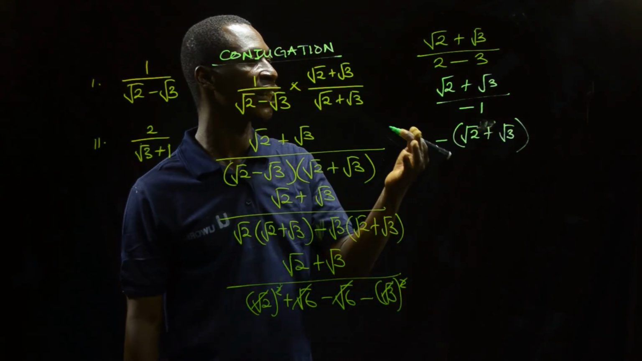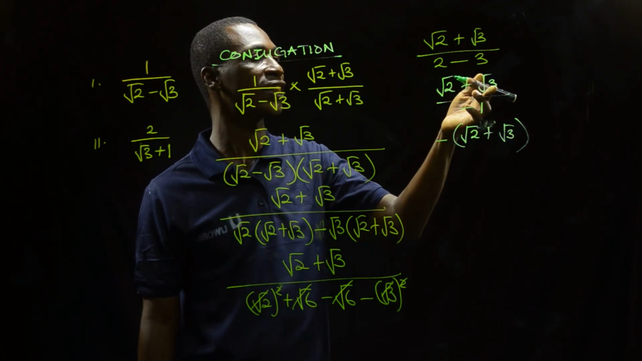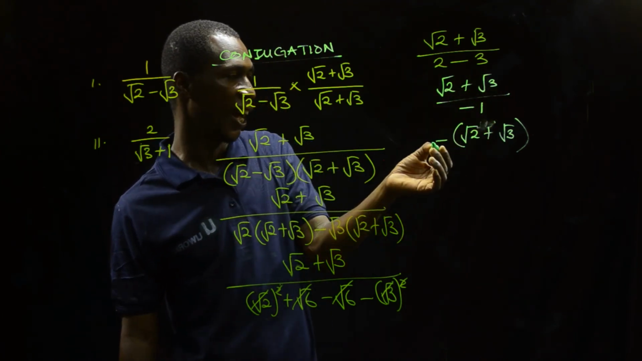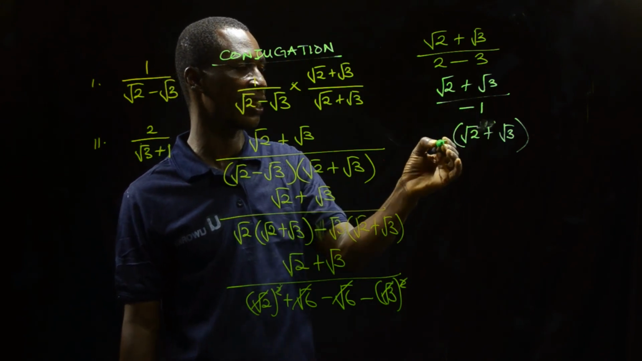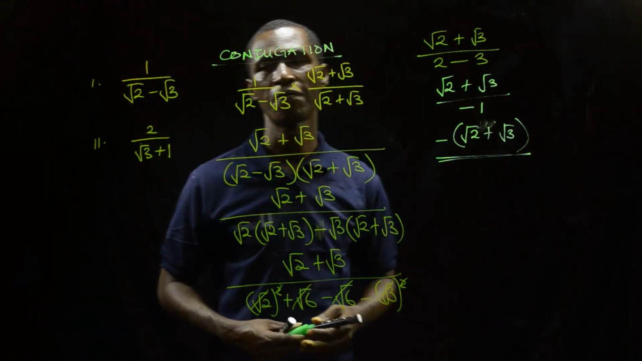Why do I bring the negative out? This negative is affecting root 2 and at the same time affecting root 3, so you bring it out. It's the same as bringing out negative 1. That is a negative. So this will become the solution to the first question.